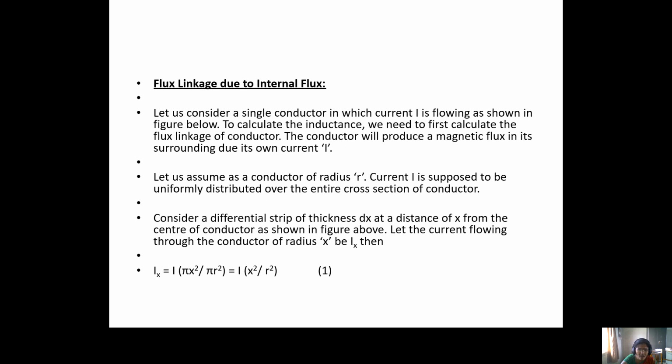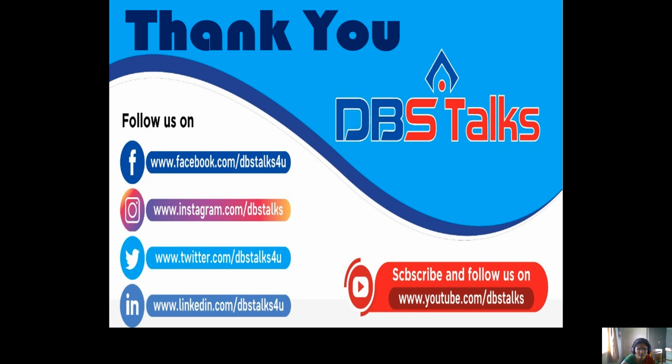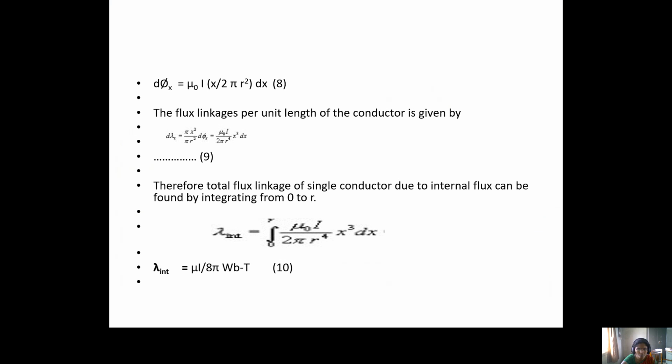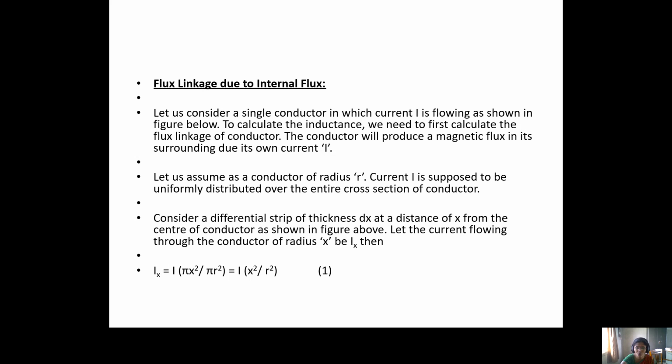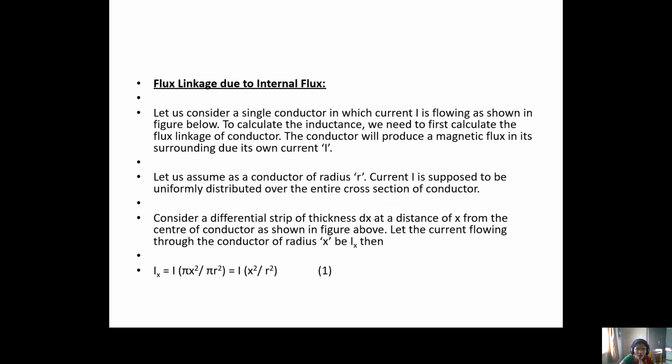So you have to find phi internal and phi external, and finally add these two parameters. First of all, the flux linkages due to internal flux, phi internal. Let us consider a single conductor in which the current flowing through it is I. To calculate the inductance, we first need to calculate the flux linkage of the conductor.